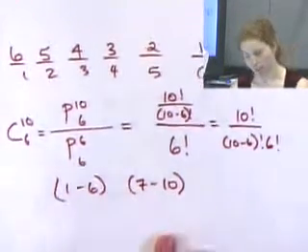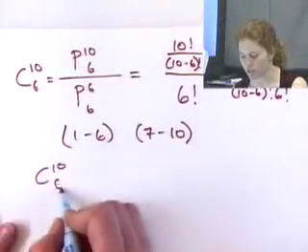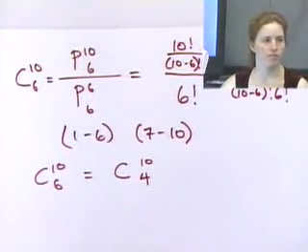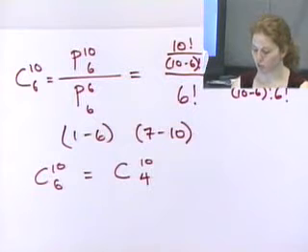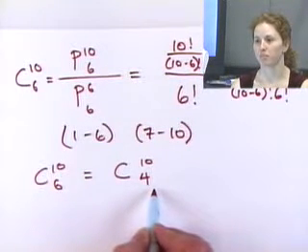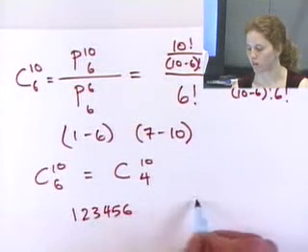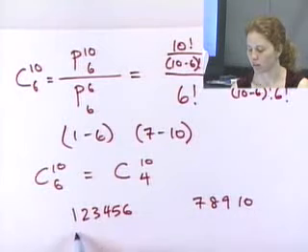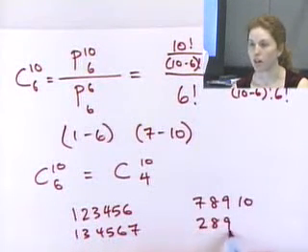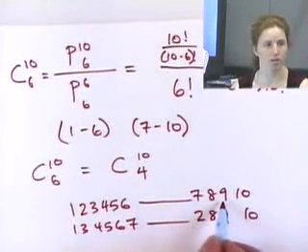So I'm asking you to believe this, and then we're going to prove that C10,6 is equal to C10,4. Because every one of these sets corresponds to every one of those. I can match them up. Right? So if I had 1, 2, 3, 4, 5, 6, that would match up with 7, 8, 9, and 10. If I had 1, 3, 4, 5, 6, 7, that matches up with 2, 8, 9, and 10. So if I were counting these sets, counting this set is the same as counting that one.